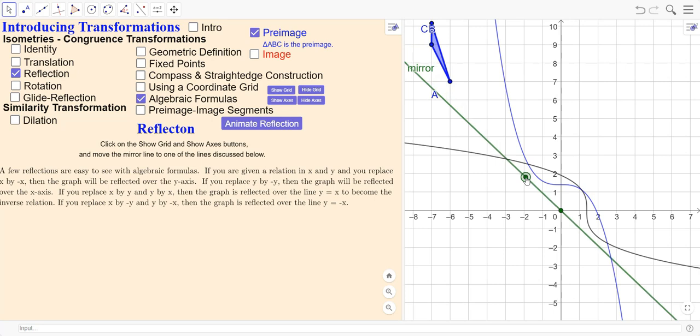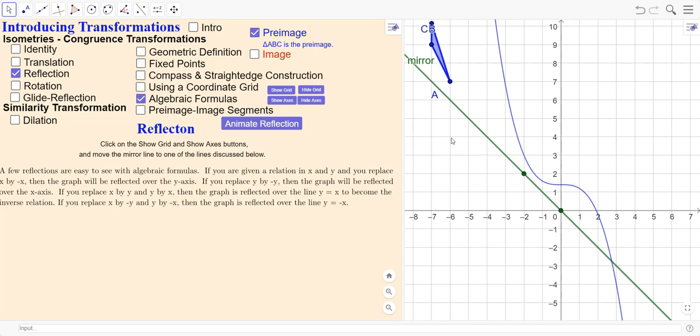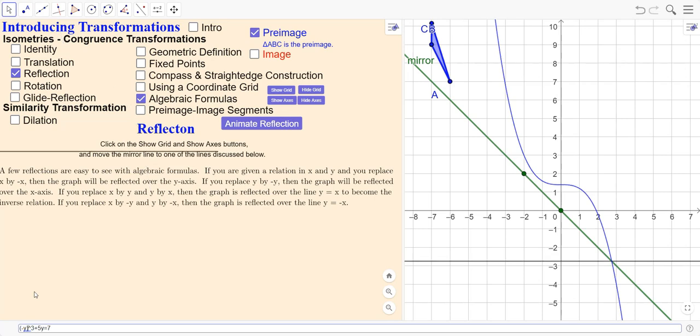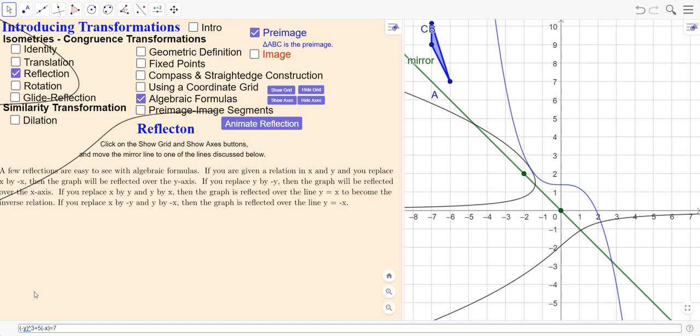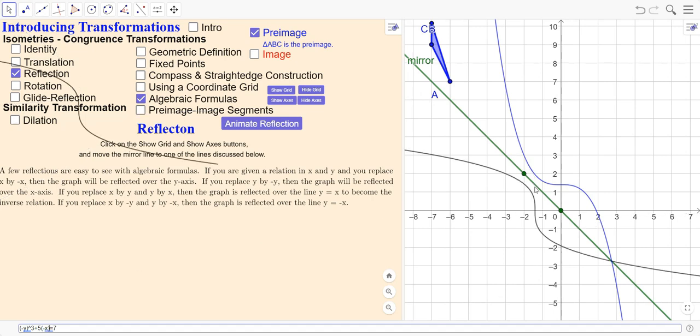Okay, what if we want to reflect over this line here? Let's get rid of this one. So start with that one. Replace x by minus y in parentheses and y by minus x. I think this will work. Let's see here. Yep. See how that's a mirror image over that line.